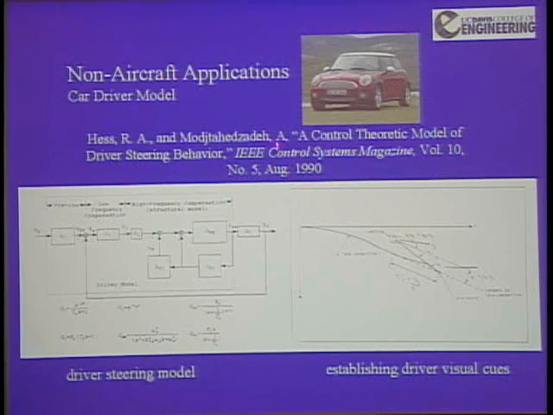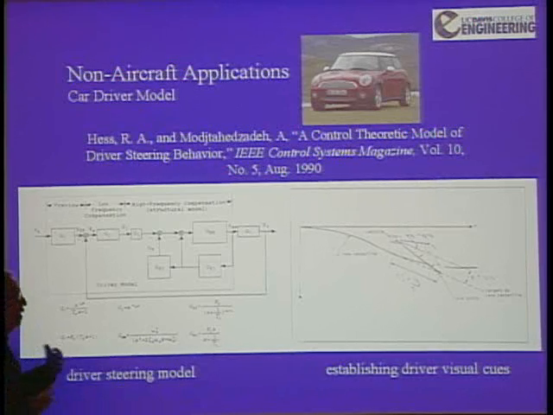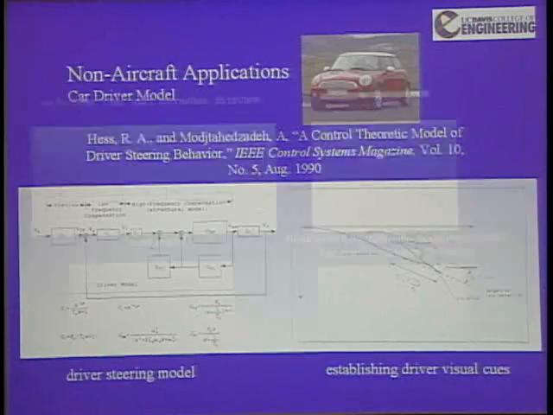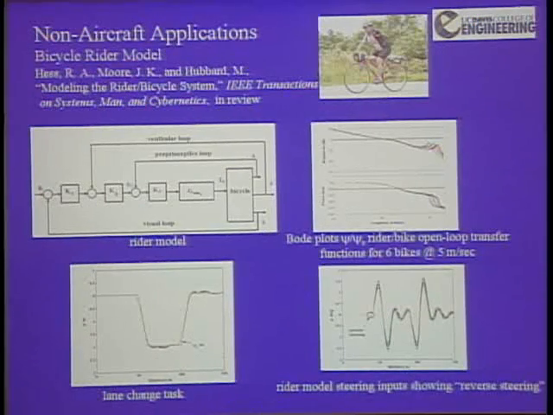In 1990, one of my PhD students, Ali Mojahedson, and I developed a control theoretic model of the automobile driver, and we were able to match the driver responses very well with some data that was generated at the University of Toronto. Right now, with Jason Moore and Mont Hubbard and Luke Peterson, we're developing a model for the bicycle rider.